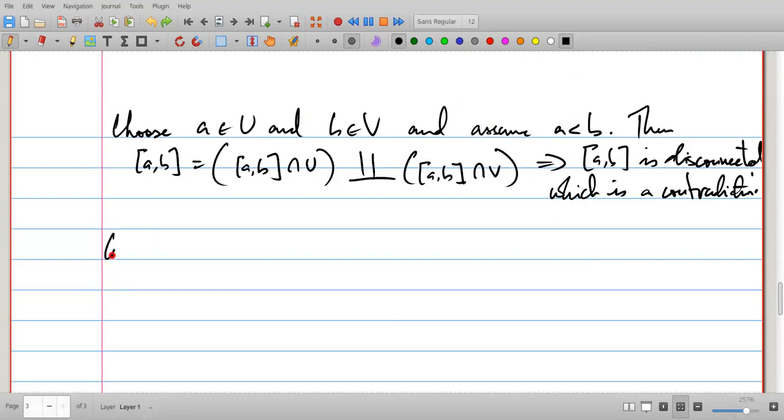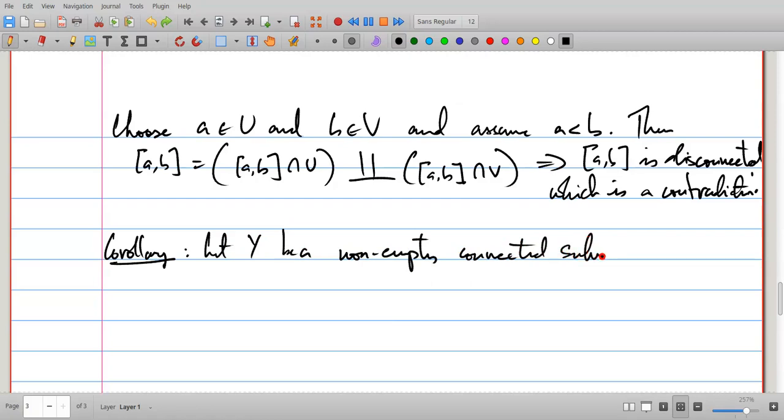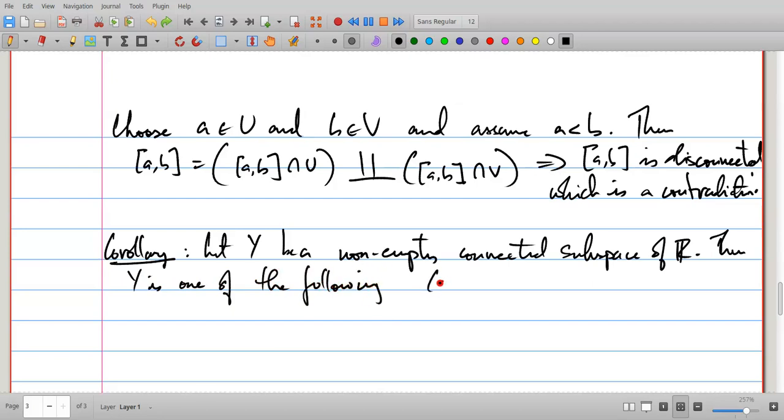And as another corollary, let Y be a non-empty connected subspace of R. Then Y is one of the following, where A and B are real numbers.